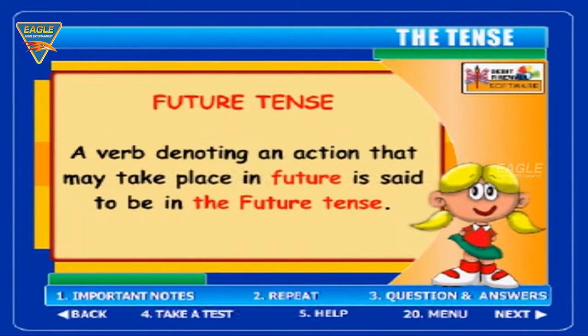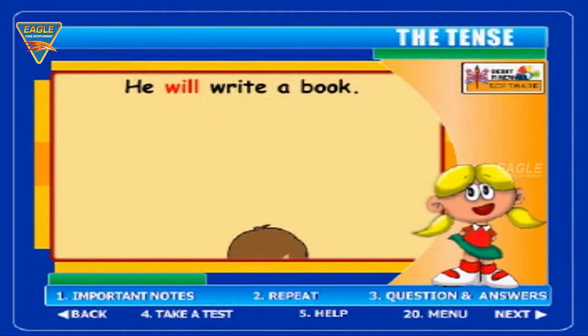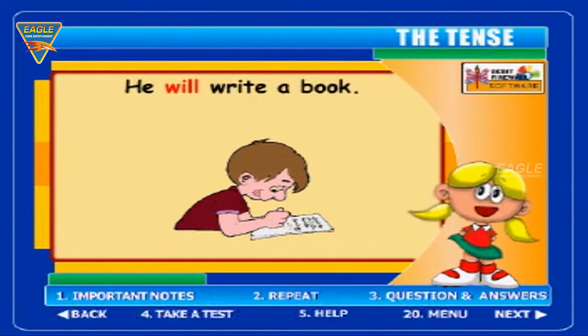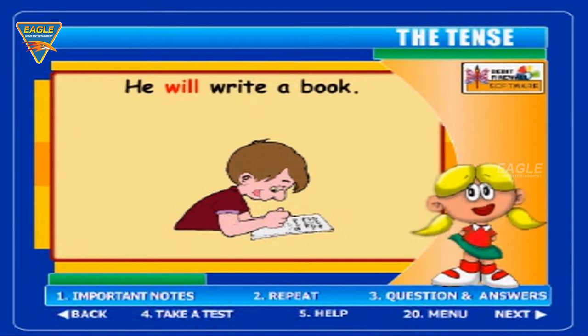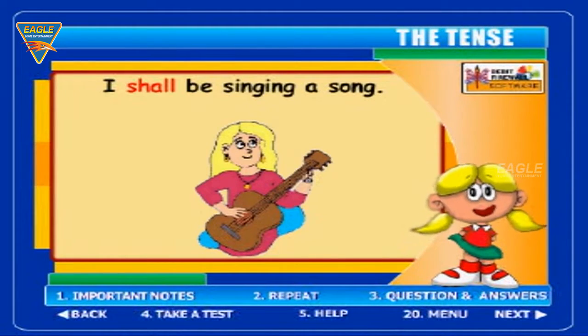Future tense. A verb denoting an action that may take place in future is said to be in the future tense. Examples, he will write a book. I shall be singing a song.